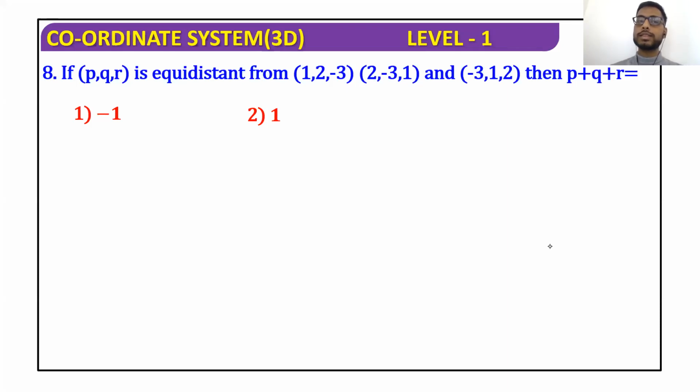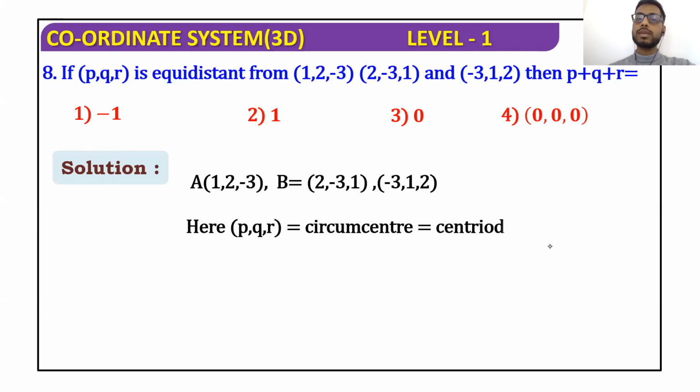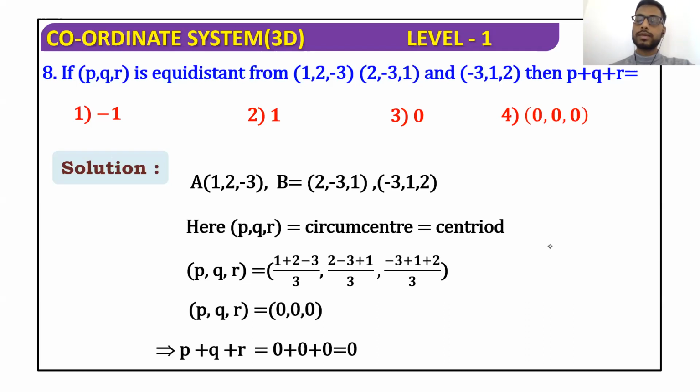And once you have coordinates of P, Q, and R, you can substitute those values in P plus Q plus R. How to solve? Let's see. Equating, I get values of centroid as 0, 0, 0. That means value of P is 0, Q is 0, and R is 0. So P plus Q plus R means 0 plus 0 plus 0. So that's 0.